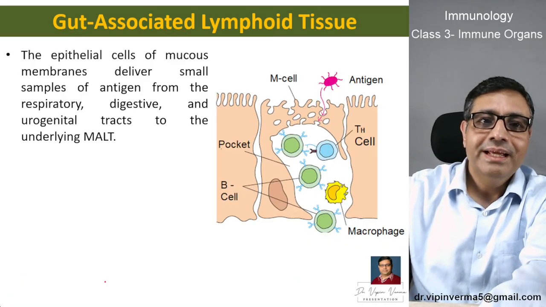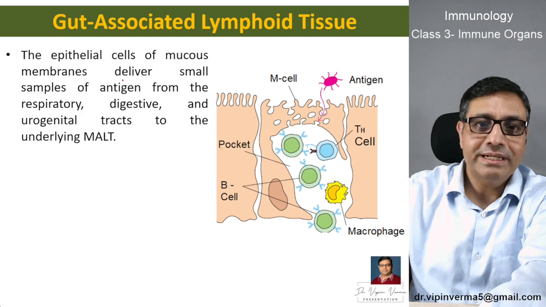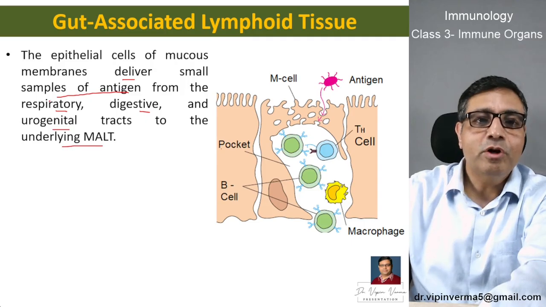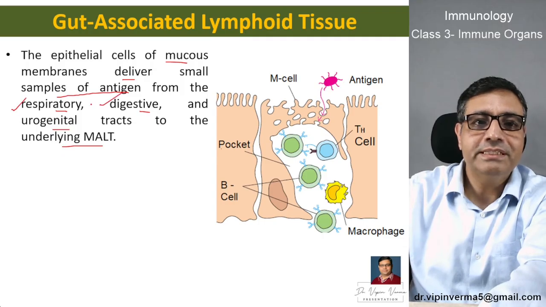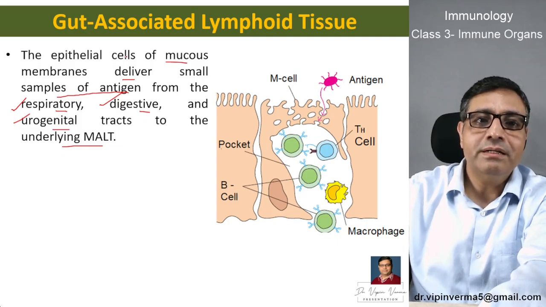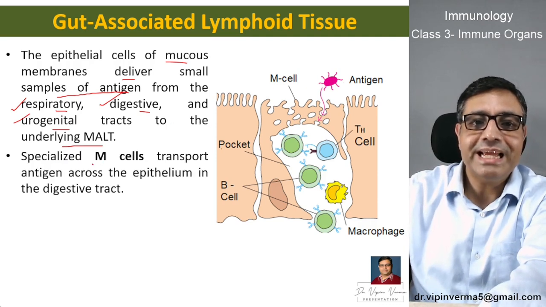Now, important: the epithelial cells of the mucous membrane deliver small samples of antigens from the respiratory, digestive and urogenital tracts to the underlying MALT. Because we have mucous membranes in the respiratory system, the digestive system and the urogenital system. So when they find an antigen, they deliver it to the underlying MALT, and MALT is always below the epithelium.